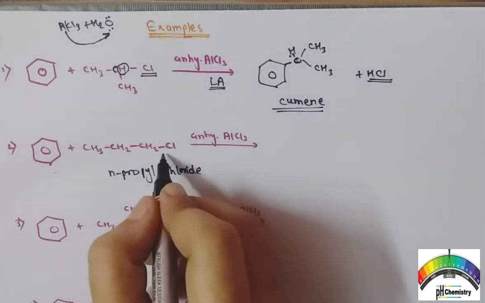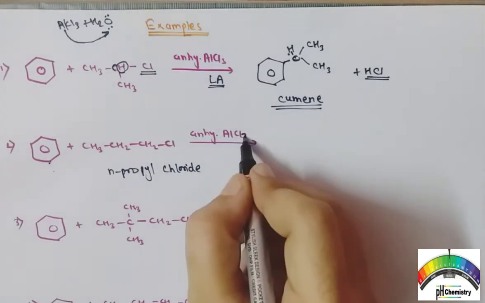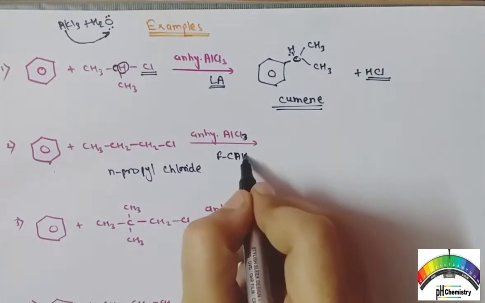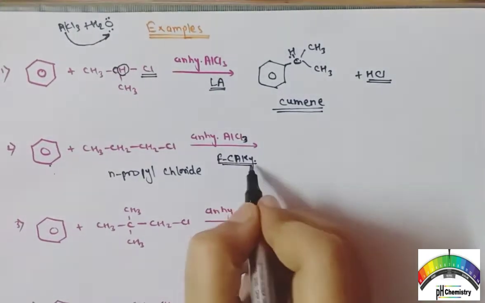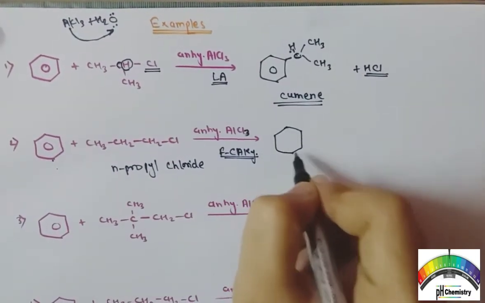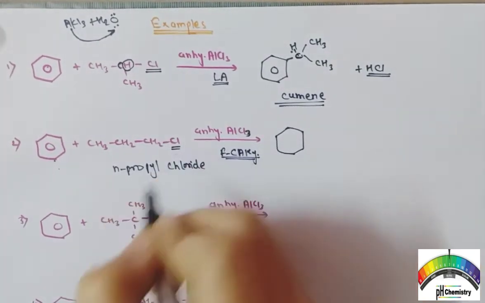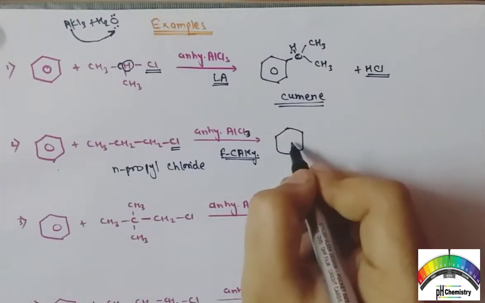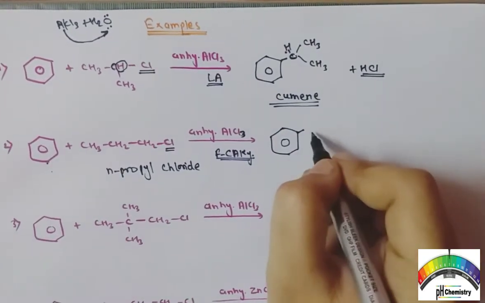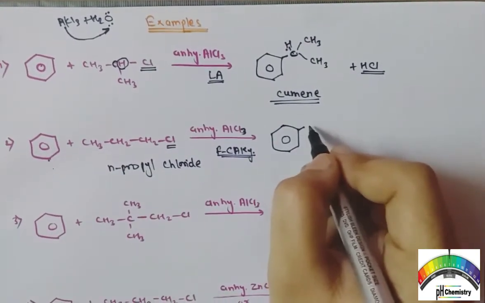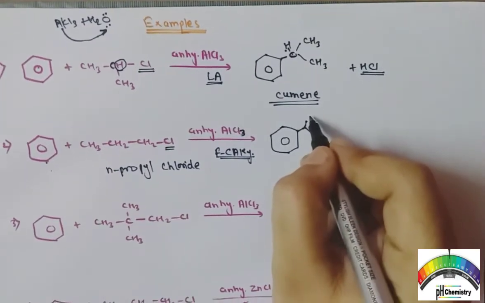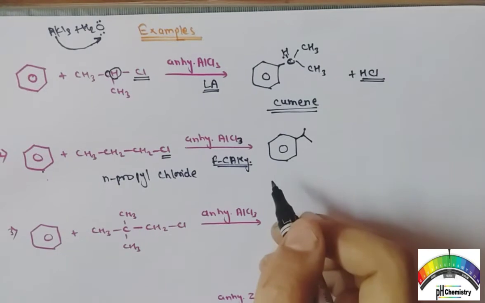This is N-propyl chloride. In presence of anhydrous AlCl3, Friedel-Crafts alkylation will take place. So now if we remove HCl, Cl will remove from here, hydrogen from here. The product formed is again cumene.